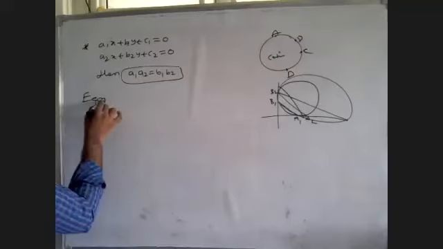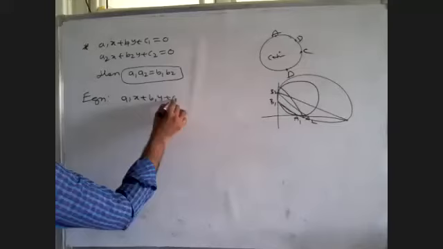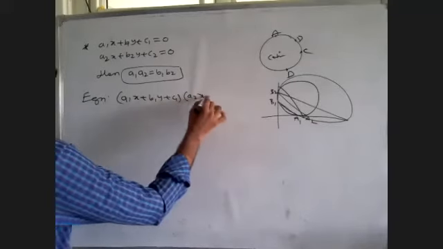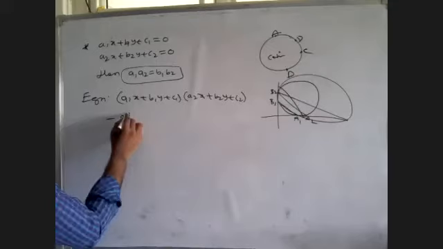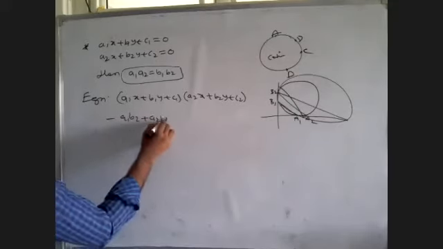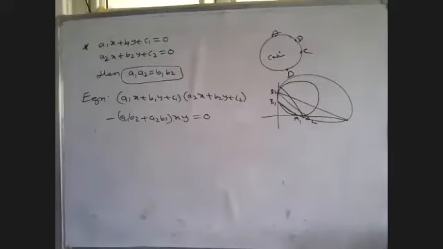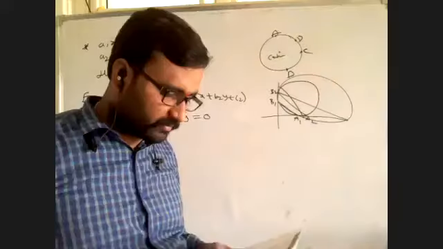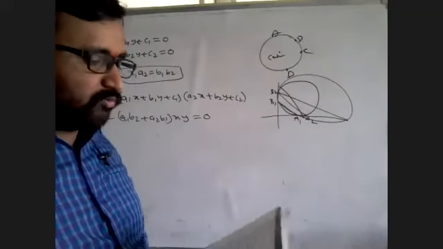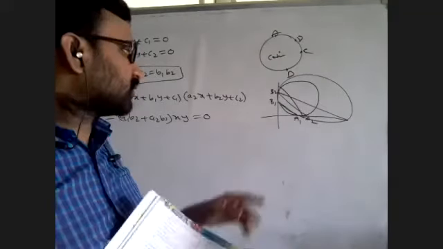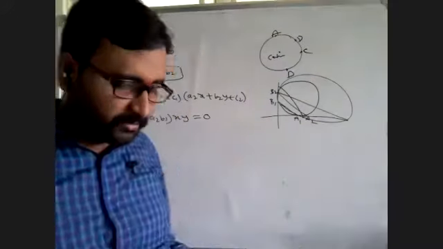Then the equation of the circle is A1 x plus B1 y plus C1 into A2 x plus B2 y plus C2 minus A1 B2 plus A2 B1 into xy is equal to 0. This is the circle equation which is passing through the 4 points where the lines are intersecting the coordinate axis in 4 distinct points which are concyclic on the circle.